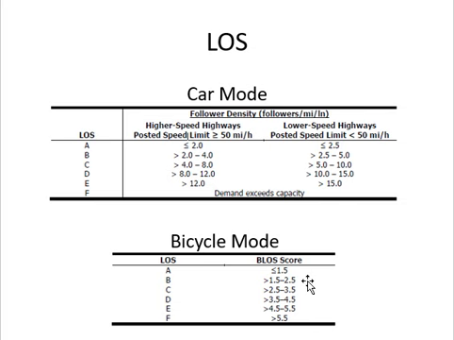Which column am I looking at? My speed was how much? More than 50, right? Speed limit was 50. The one which is given, 50. Equal to 50 is this one. And 10 point something is here. Level of service is D. Clear? Any questions?